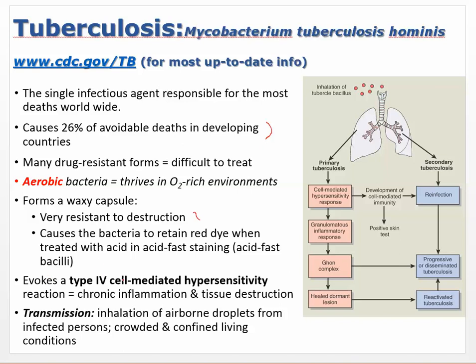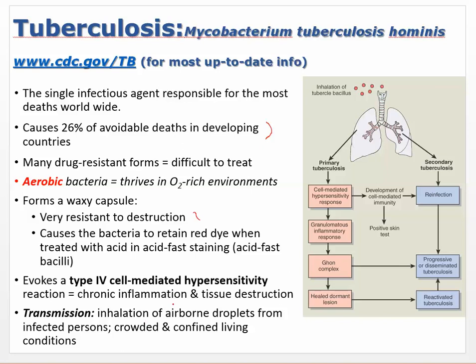It evokes a typical type 4 cell-mediated hypersensitivity. That's why we can do a skin test for it, because these T cells are moving around, and those can respond to it. This equals chronic inflammation, tissue destruction. Cytotoxic T cells aren't known for their friendliness, really, unless they're fighting on your side, but sometimes they can turn and actually do some damage.